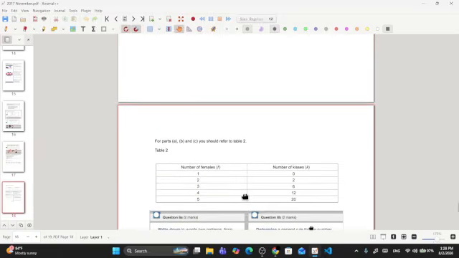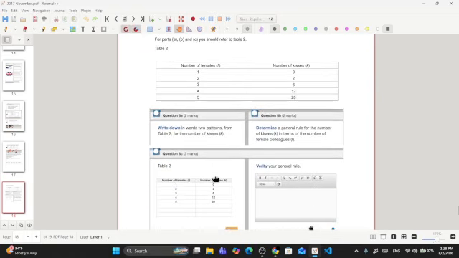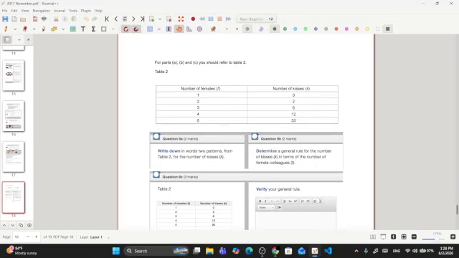For parts A, B, and C, you should refer to table 2. Write down in words 2 patterns from table 2 for the number of kisses. So this is table 2, right? First there is a term to term pattern. As the number of females increases by 1, the number of kisses increases by consecutive even numbers. So this is what you can say.